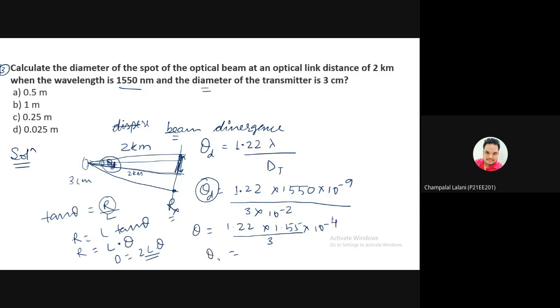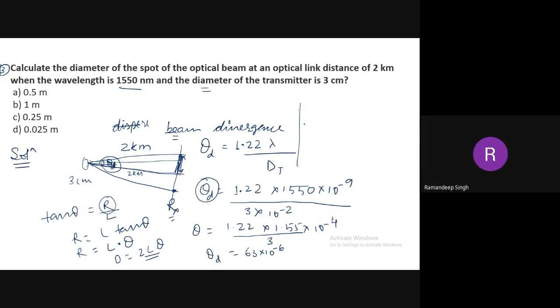What is theta d? Can anyone see? Ramandeep, theta d was 63 microradian, 63 into 10 to the power minus 6. Yeah, okay. The answer will be C, 0.25 meter. Yeah, C is the correct answer.